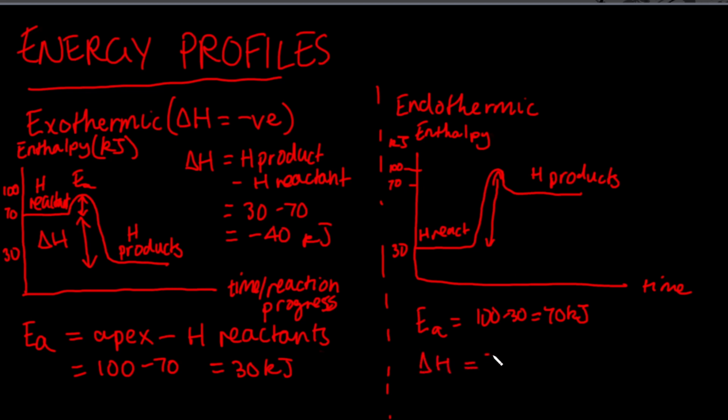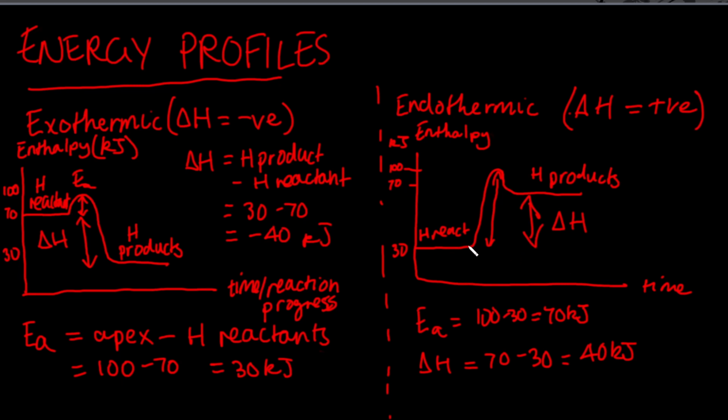So we'll write that here, 70 minus 30, which is equal to 40 kilojoules. And I will draw your attention to a few key points of comparison here. As we can see, as I mentioned before as well, the delta H value of endothermic reactions is always going to be positive, and we can see that maintained here.